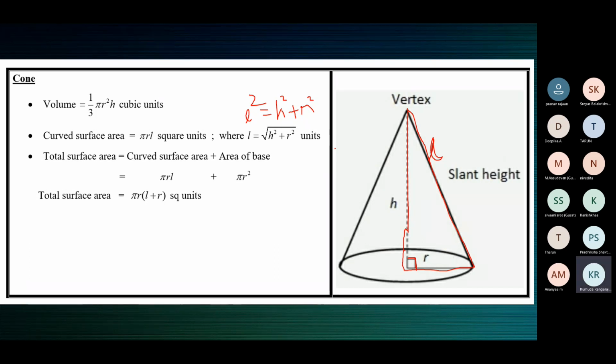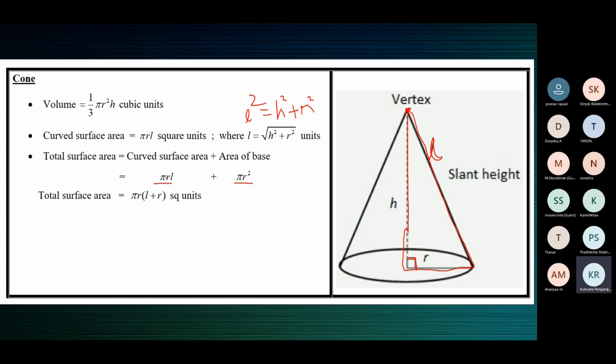Total surface area is the curved surface area plus the area of the base. Total surface area is CSA plus area of one base, only one base. The other end is a fine point, the vertex of the cone. So only one circle is there. In a cylinder, two circles; in a cone, only one circle. The base is a circle, so total surface area is curved surface area pi RL plus area of base pi r square.